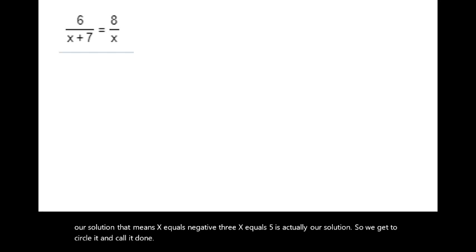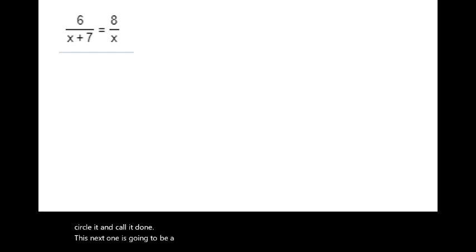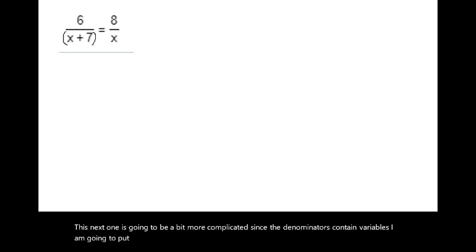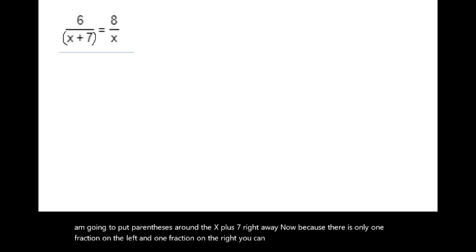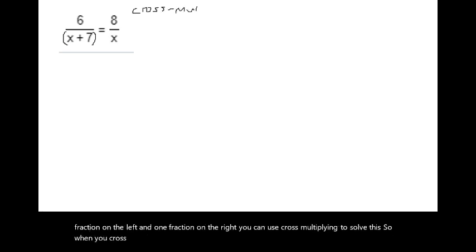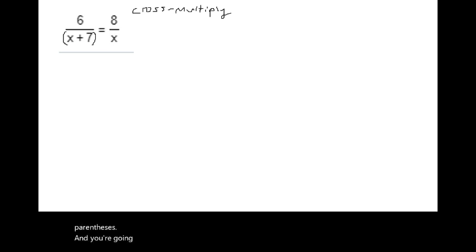This next one is going to be a bit more complicated since the denominators contain variables. I am going to put parentheses around the x plus 7 right away. Now, because there is only one fraction on the left and one fraction on the right, you can use cross multiplying to solve this. So when you cross multiply, just keep in mind that you need to keep the x plus 7 together with parentheses. And you're going to set their cross products equal to each other.